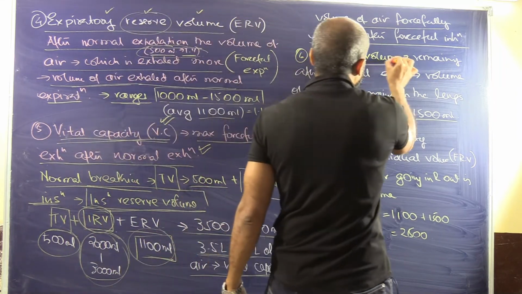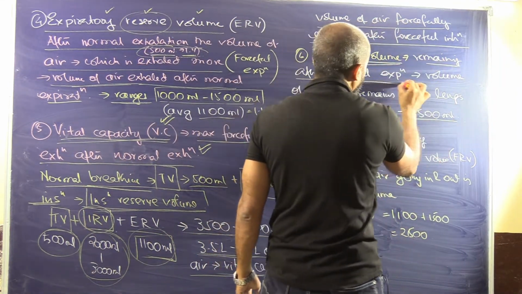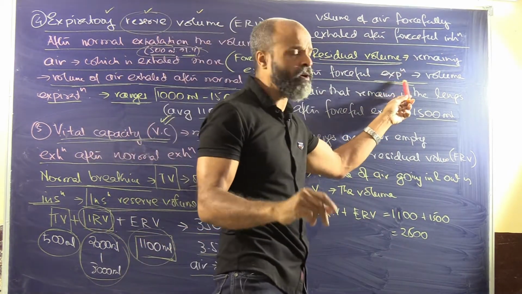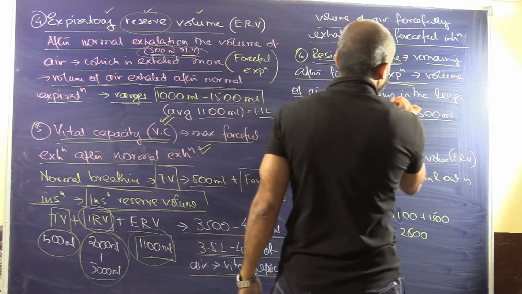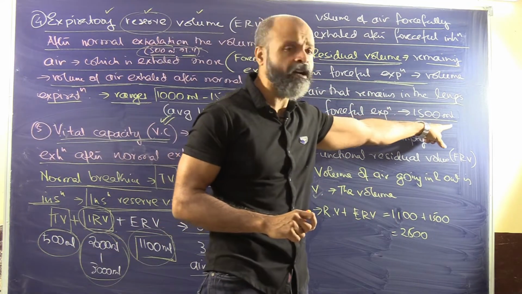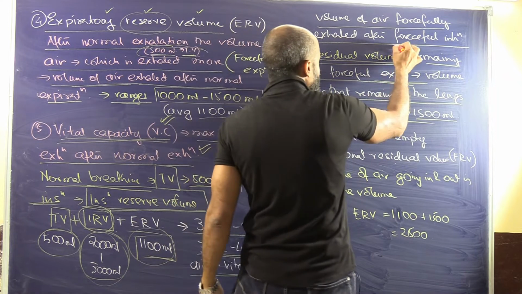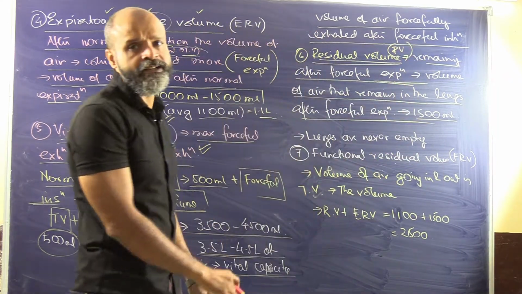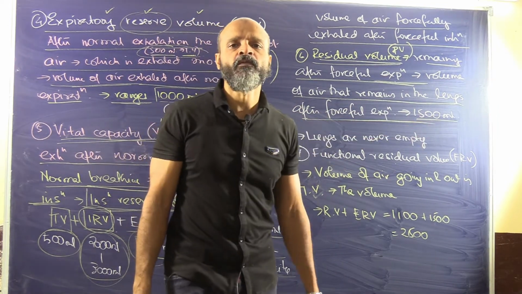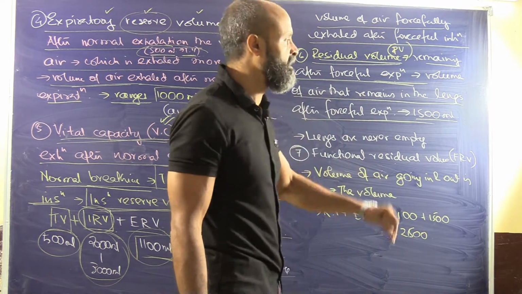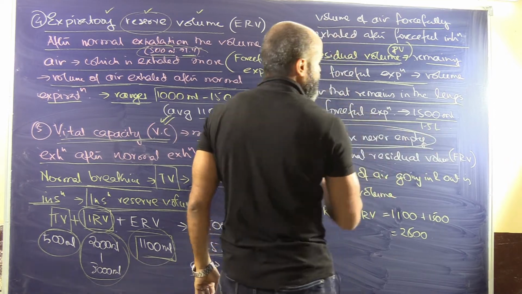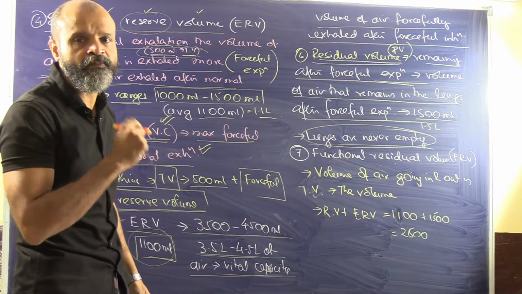Now there is something called the residual volume. This is basically what remains after forceful expiration. After forceful expiration, whatever volume remains is known as the residual volume. The volume of air that remains in the lungs after forceful expiration is 1500 milliliters, and that's called the residual volume. Even after forceful expiration, the volume of air that remains in the lungs is approximately 1.5 liters. So lungs are never empty. There is a constant amount of air that always remains inside.